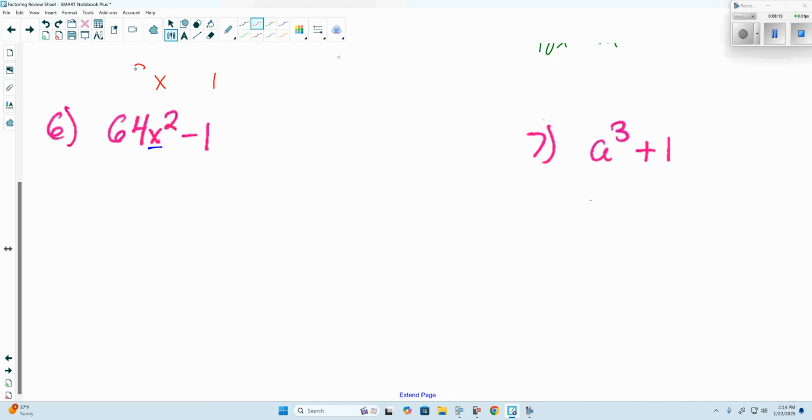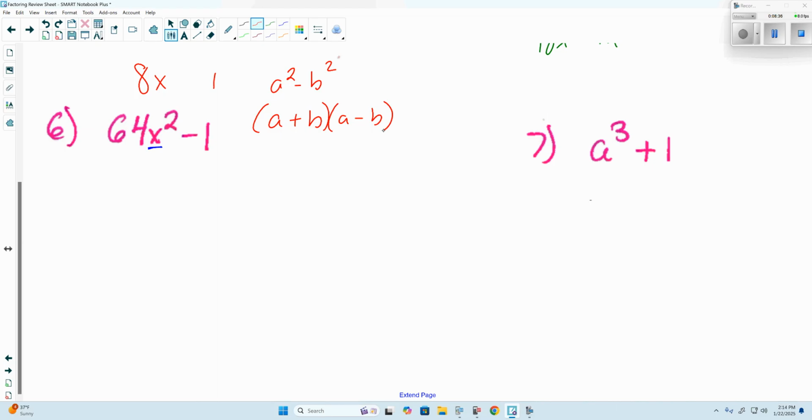Well, we know we'll have x and 8. If you're not sure, we can always take the square root of 64 and see what that is. Square root of 64 is 8. So we have 8x and 1. So we do have our difference of perfect squares, our a squared minus b squared, which will factor to a plus b times a minus b.